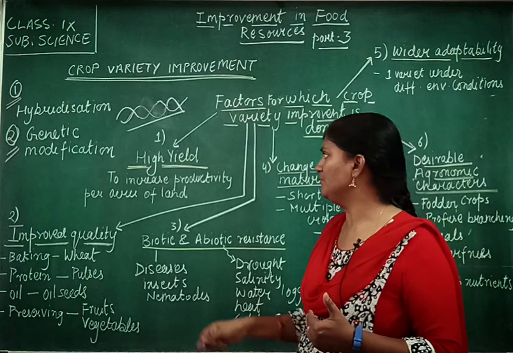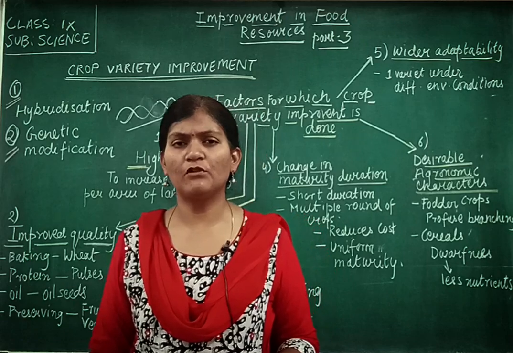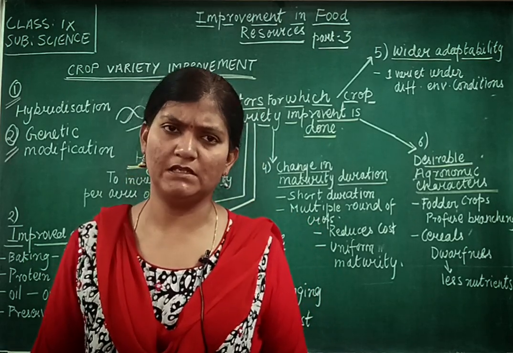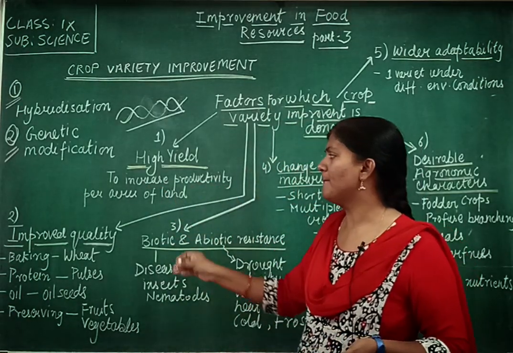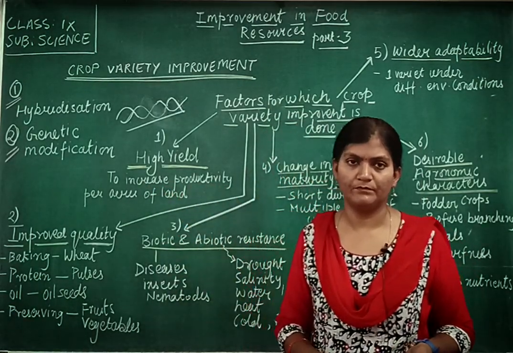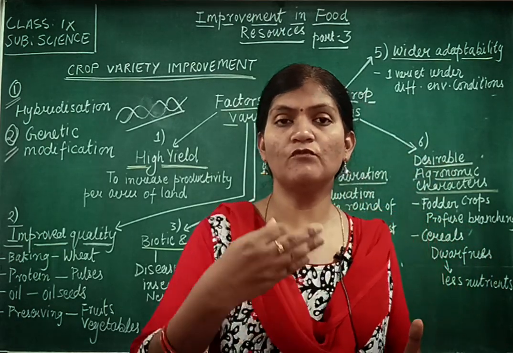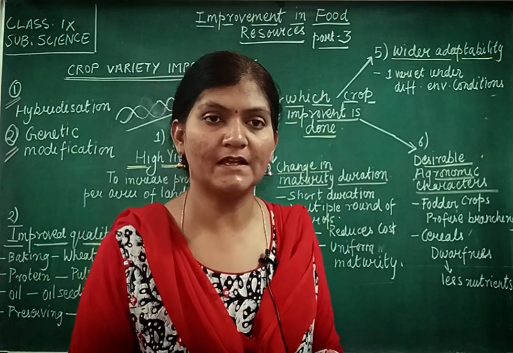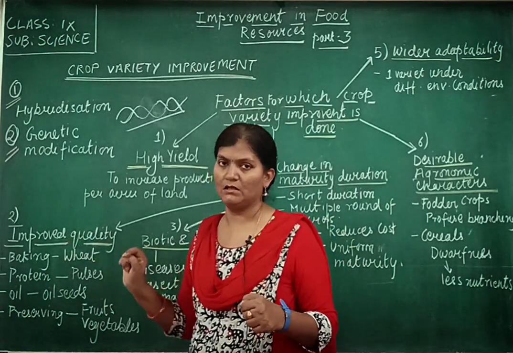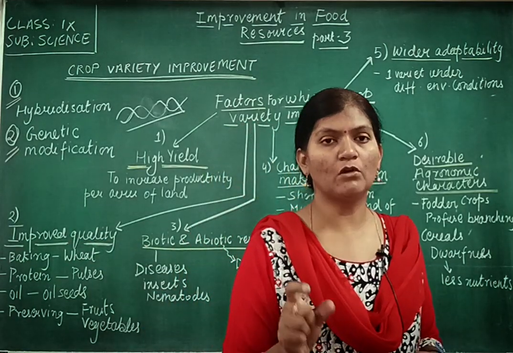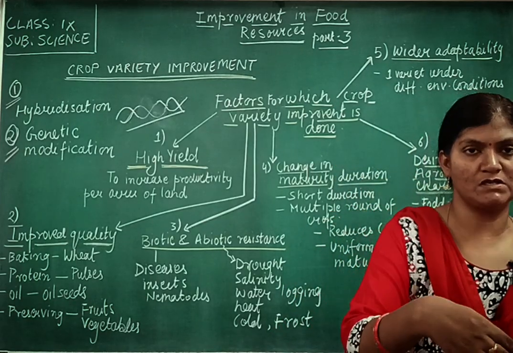The first factor is high yield. Naturally students, we want the type of crop that produces more yield. So we want to increase the productivity per acre of land. It means in the same piece of land, we want to increase our food production. The second factor is improved quality. It means the grains or the crop should be of better quality than the previous one.